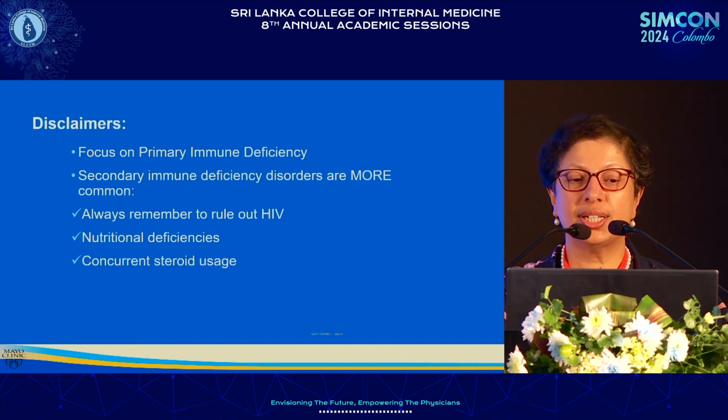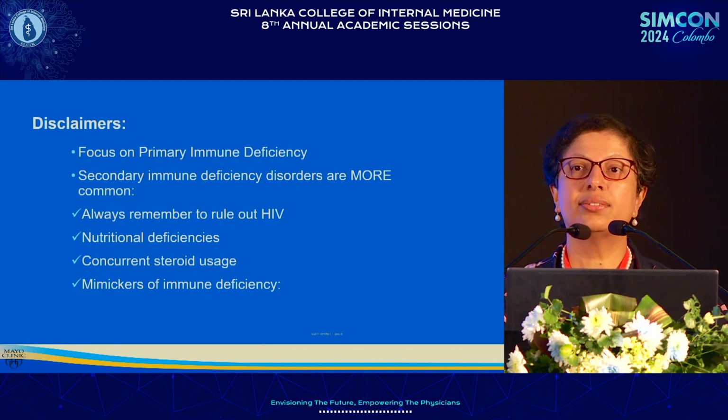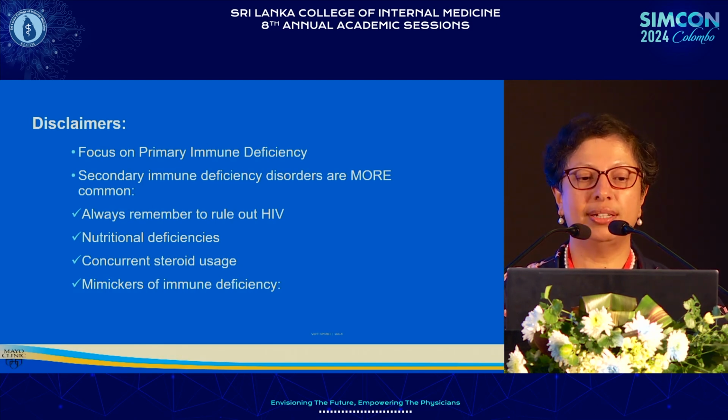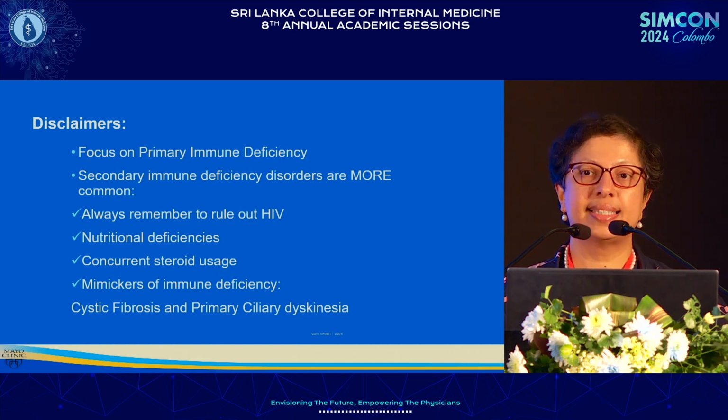Always look for nutritional deficiencies. Always assess for concurrent steroid usage. And remember, there are these mimickers of immune deficiency, the most common being cystic fibrosis and primary ciliary dyskinesia.